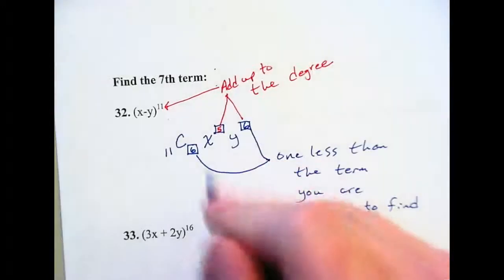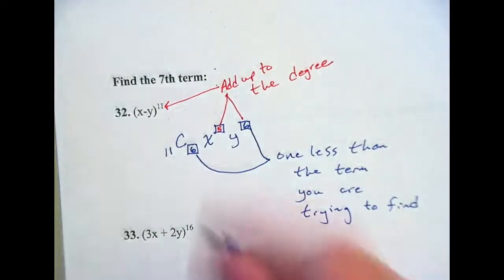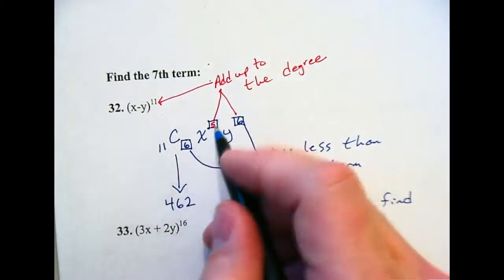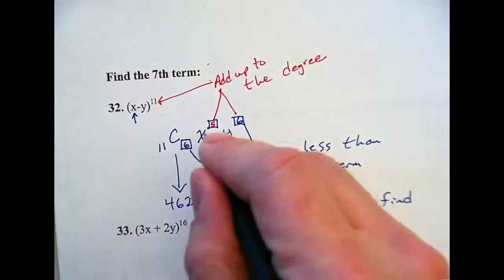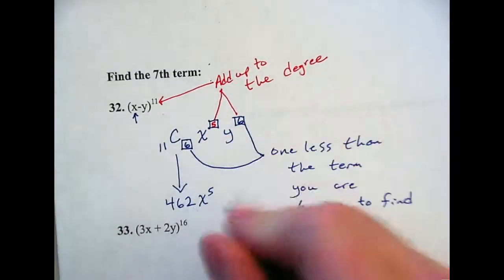What is 11 choose 6? Everyone do it on your calculator. 462. Okay. x to the fifth. Well, in our x position, we actually have just x, so that doesn't change. It's just x to the fifth. In the y position, do we have y?